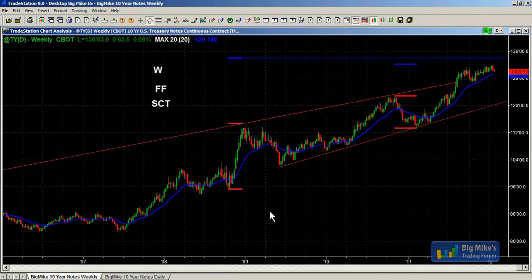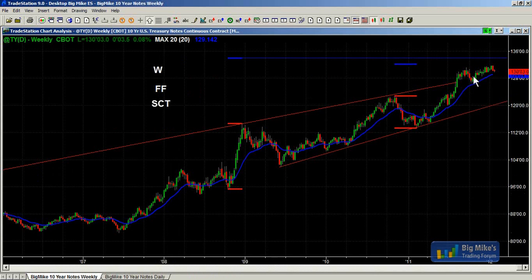Weekly chart on the notes, where the wedge is less clear. It's more of a channel. Possible final flag, this little three-bar pullback. This could be the final flag in the bull trend. The sell setup to me is not something that I would short, but we could get a strong bear breakout.